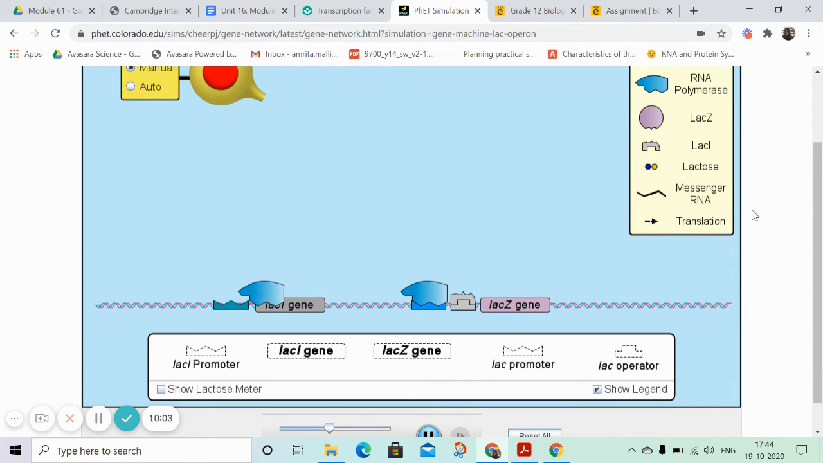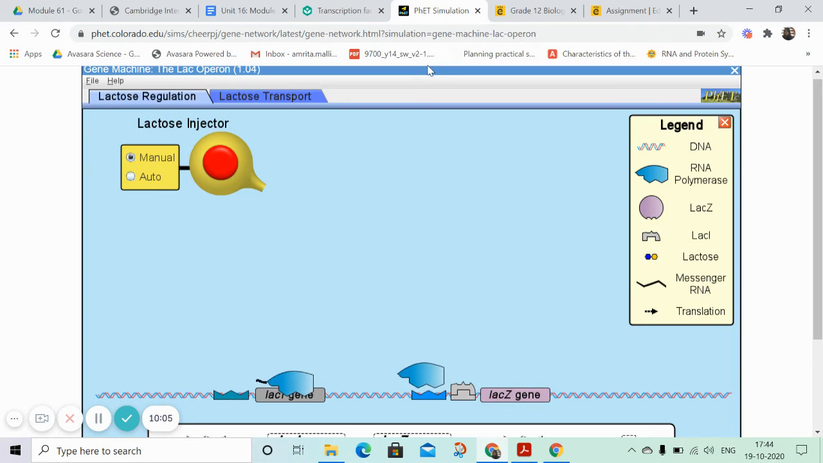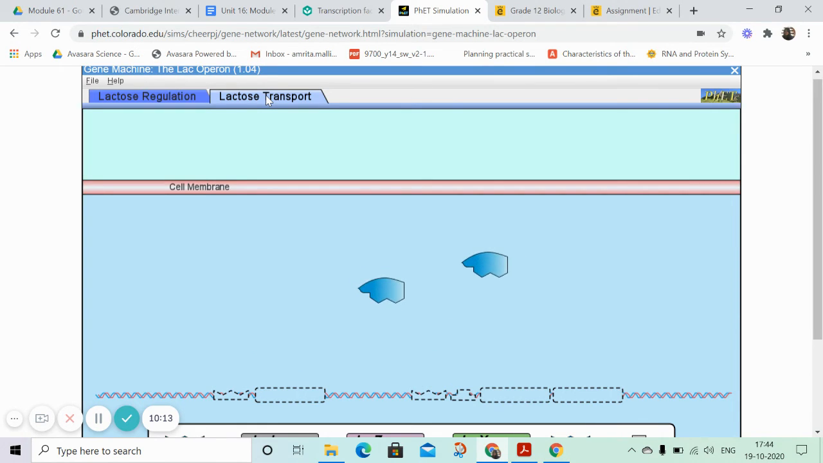In the last question, I'm going to move to the next tab. Right now we were watching lactose regulation. In the next part, I'm going to move to lactose transport. In this tab, I am showing you the cell membrane of the E. coli bacteria, and I am going to place all the relevant promoters, operators and genes in their position.